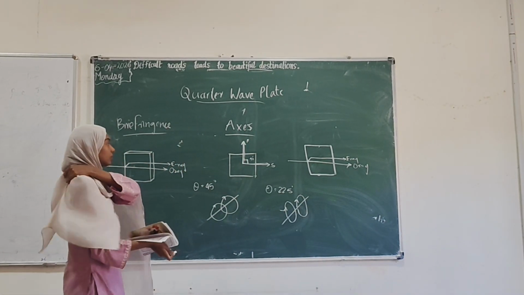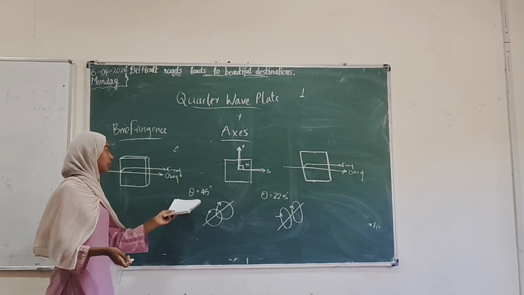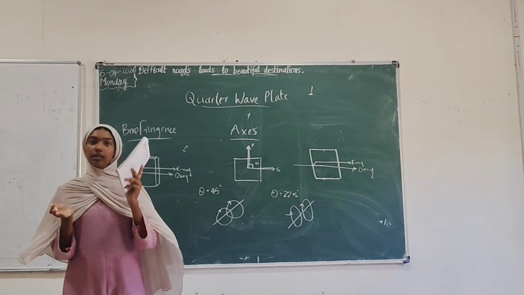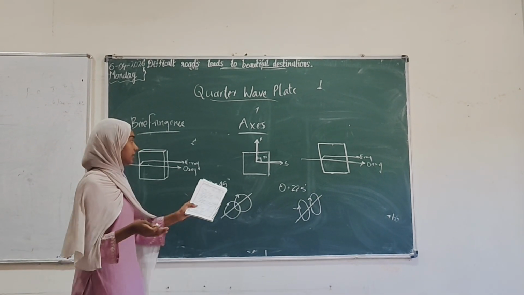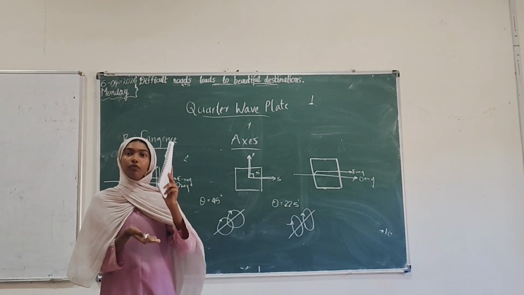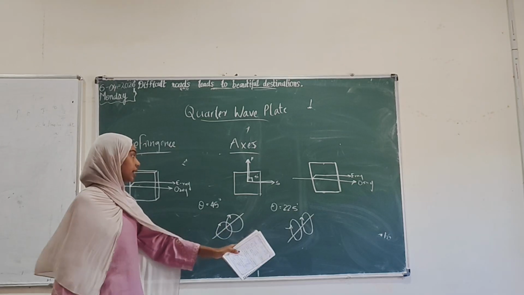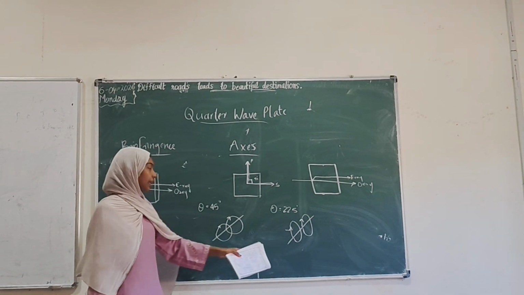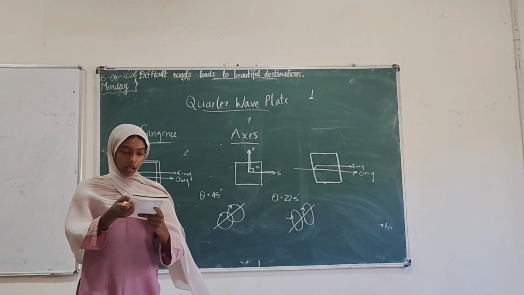So what is the difference? In circular, the amplitude of the two axes will be the same, and in this case the amplitude will be different for the fast axis and the slow axis. That's why here we get elliptical and here we get circular.